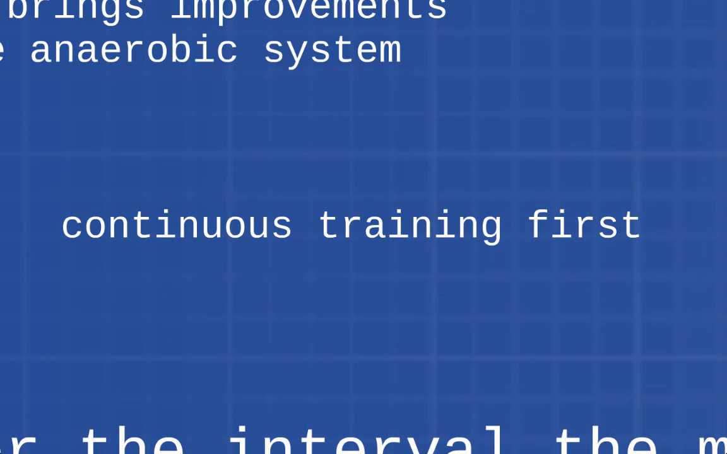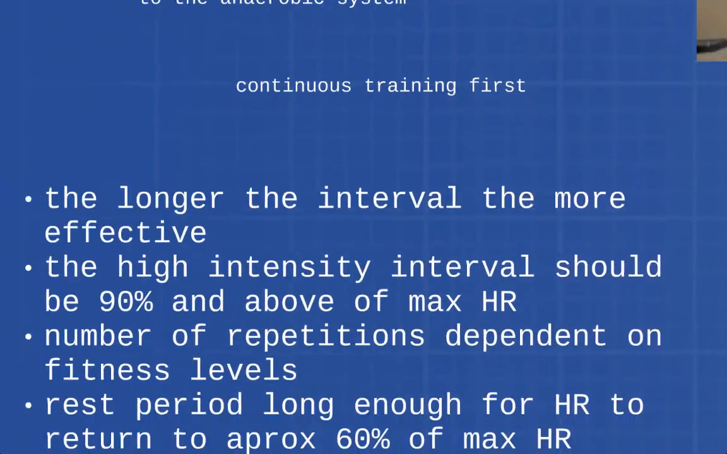Continuous training should be done first before any interval training. This is because the athlete requires a base level of fitness before undertaking interval training. Untrained athletes would struggle to perform multiple intervals and therefore reduce the effectiveness of the session.